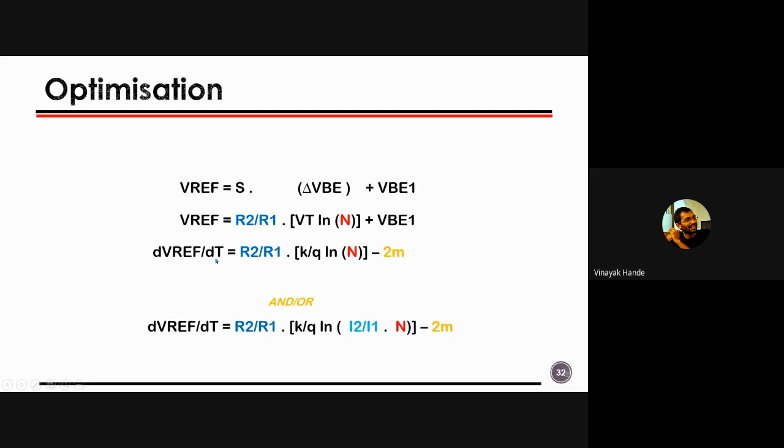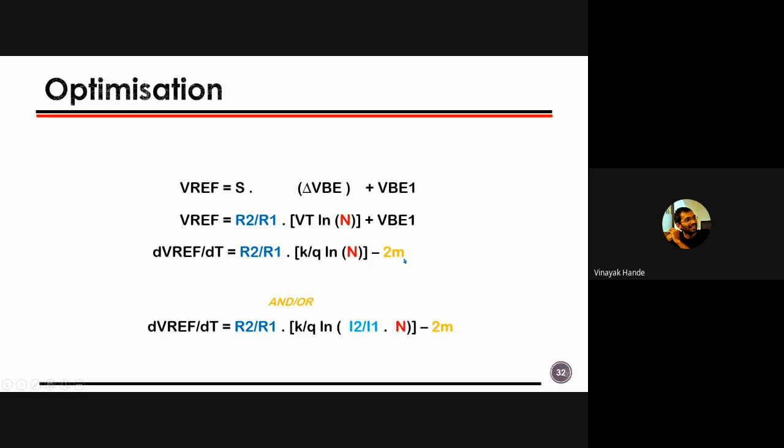Then if I take dV by dT, it should be 0, right? If I take the derivative of the first term, it is R2 by R1 times the derivative of VT, which is k by q, and ln N is again a constant number, so that it is k by q minus 2 millivolt per degree.